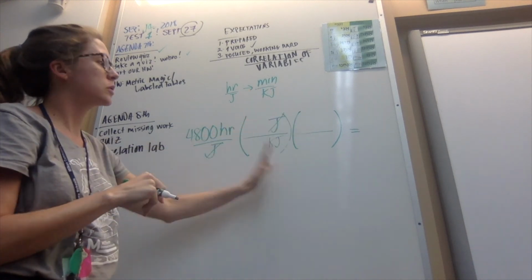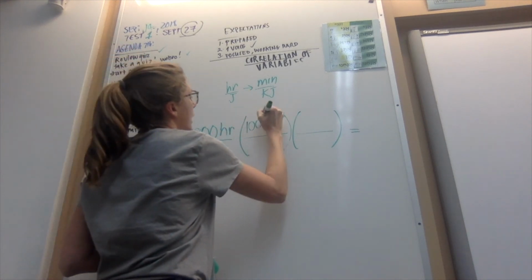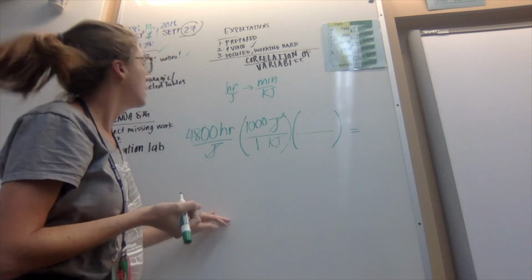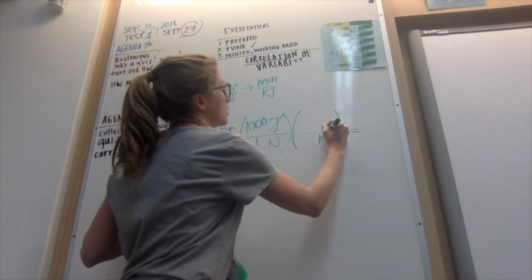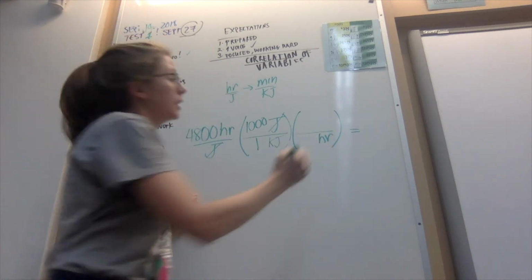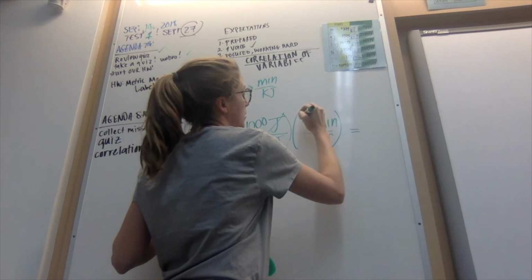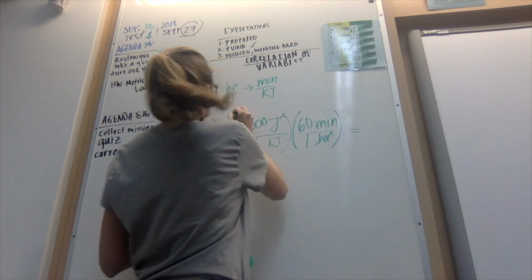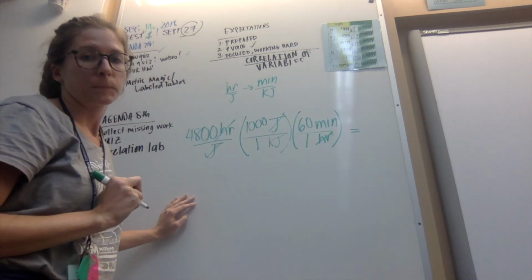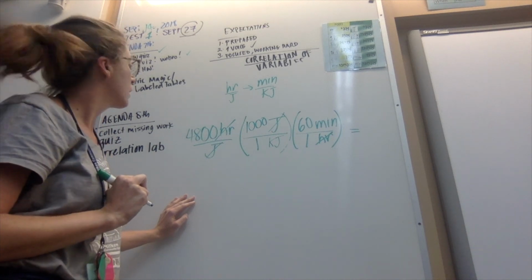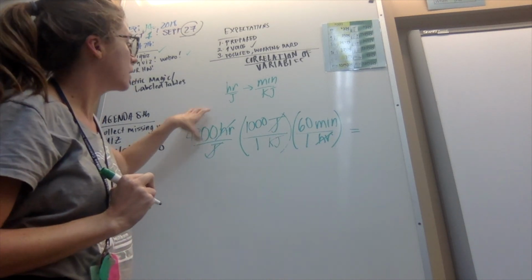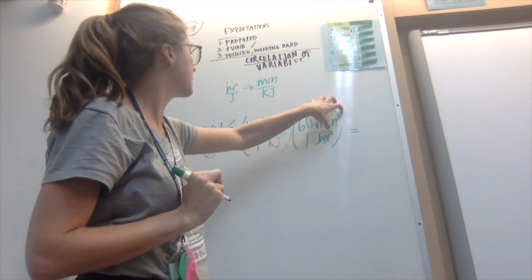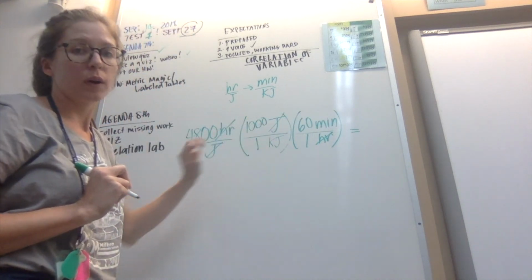So joules is converting to kilojoules. There are 1,000 joules in 1 kilojoule. And then hours will go on the bottom, and it's converting to minutes. 60 minutes, 1 hour. Okay. And now this will be 4,800 times 1,000 times 60 minutes over 1 kilojoule.